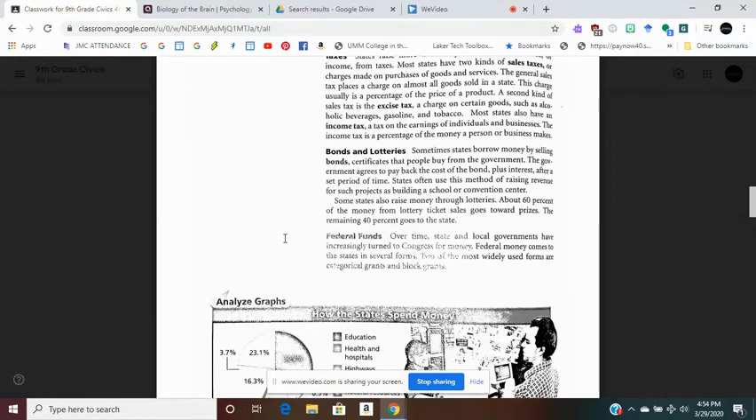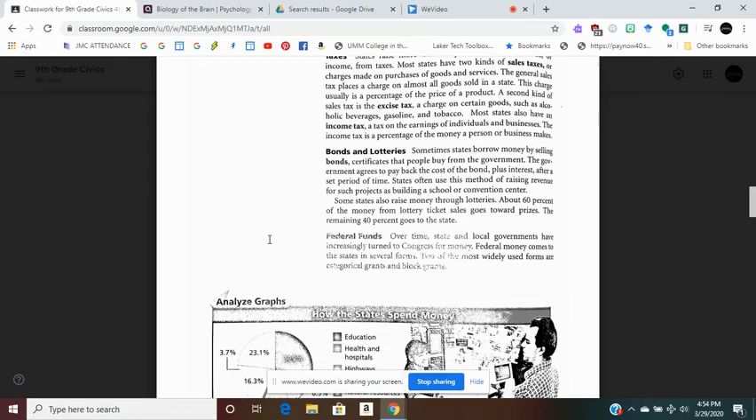Bonds and lotteries. Sometimes states borrow money by selling bonds, certificates that people buy from the government. The government agrees to pay back the cost of the bond plus interest after a set period of time. States often use this method of raising revenue for such projects as building a school or convention center. Some states also raise money through lotteries. About 60% of the money from lottery ticket sales goes toward prizes. The remaining 40% goes to the state.